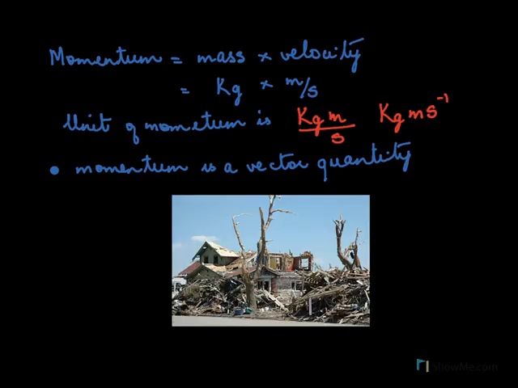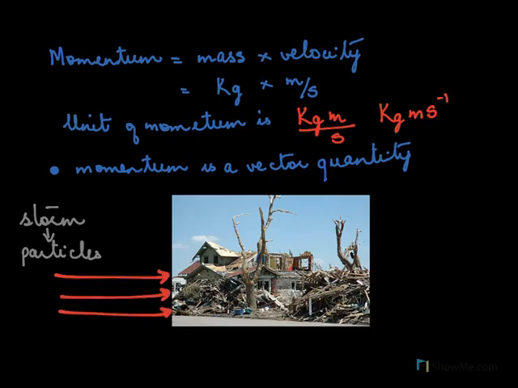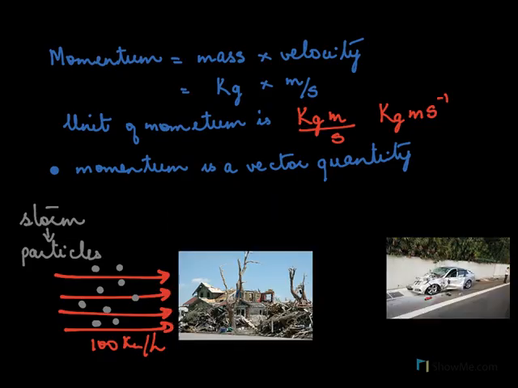Here's a picture of a place hit by a storm. And why is a storm able to produce so much damage? Because a storm is made up of particles, and these particles move at a very high speed. They are small particles, they aren't large, but they are moving with a high speed of as much as 100 km per hour. And because of this high velocity, they have large momentum and they can bring about a lot of damage.